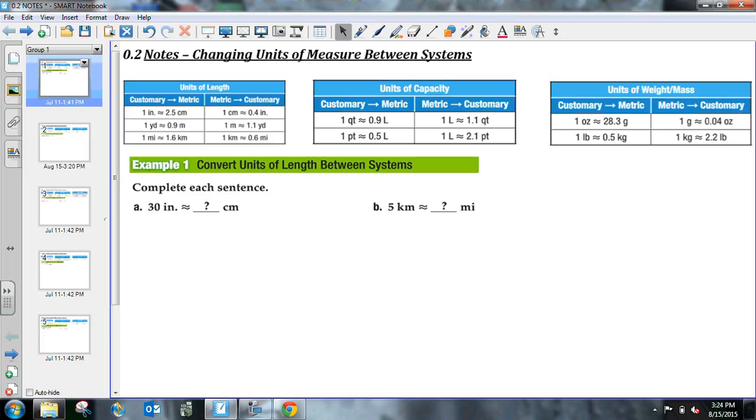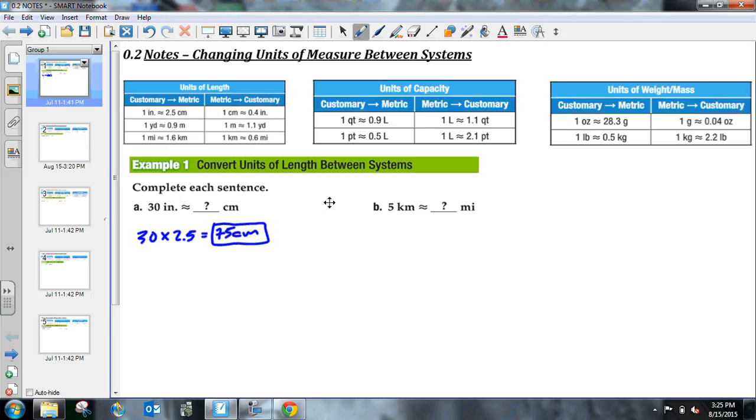So if I have 30 inches and I want to convert that into centimeters, then I know that for every inch there's about 2.5 centimeters. So I'm going to take 30 inches and multiply that by 2.5, and when I do that, I end up getting about 75 centimeters. So if I've got 30 inches, you'd multiply by 2.5 and get 75 centimeters.